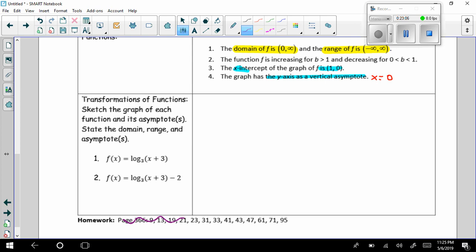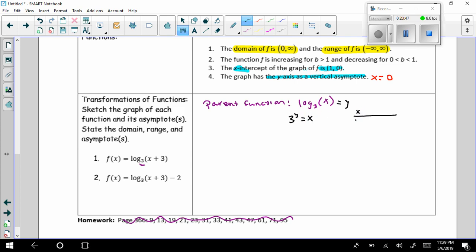Transformations are going to be similar to the transformations that we have always had. So your parent function changes depending on what your base is. The parent function in this particular case is log base 3 of x. So we're looking at how that is affected by your graphing. Think about what that means in terms of an exponential. So this would be like 3 to the y is equal to x.